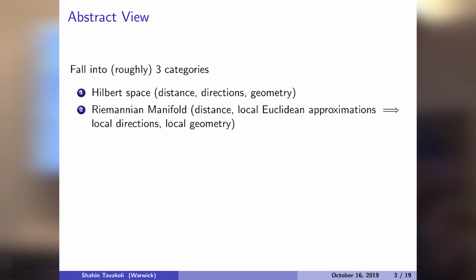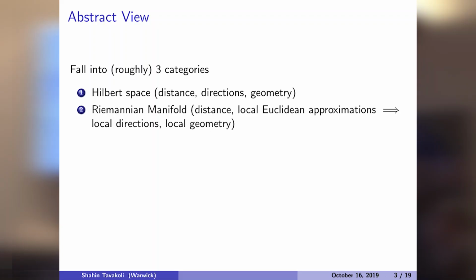The second category is less nice. It's essentially Riemannian manifolds. So these spaces are not Euclidean anymore. They have curves. But the nice thing is you have locally at every point a tangent approximation. So you have a linear Euclidean space approximation locally. So you have a distance, but otherwise you have just local Euclidean approximations. Locally you can move in directions, and you have a local geometry.